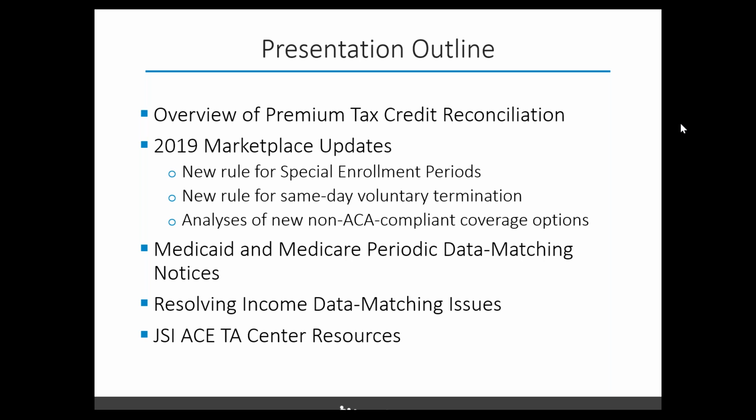Next, we'll talk about Medicaid and Medicare periodic data matching, which relates to how to help clients who have two types of coverage. This will be followed by a discussion about helping clients resolve data matching issues, which applies when the marketplace requires a client to provide additional information in order to determine their eligibility. There have been some changes to the rules there that I want to bring to your attention. Then my colleagues from JSI will join us to discuss some of the resources available through the APTC Center. And then finally, we will have time for Q&A at the end.